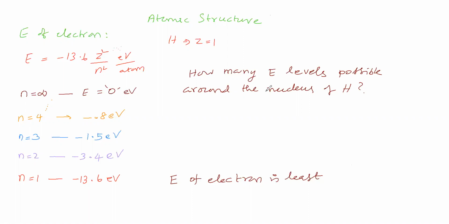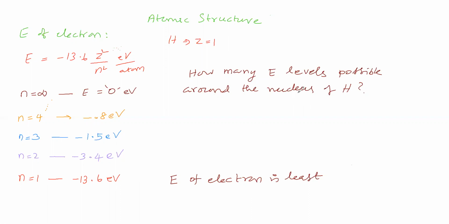In that place we said hydrogen electrons go to various energy levels, isn't it? Therefore only we got many spectral lines in the hydrogen spectrum. Yes or no? So how many energy levels are possible around the nucleus of hydrogen? Actually only 1 electron, no doubt. But how many levels can we predict?